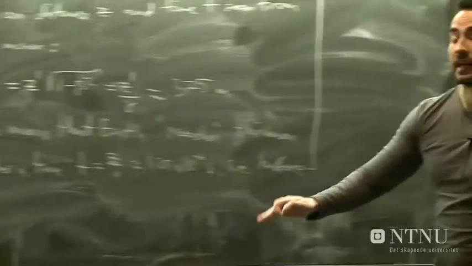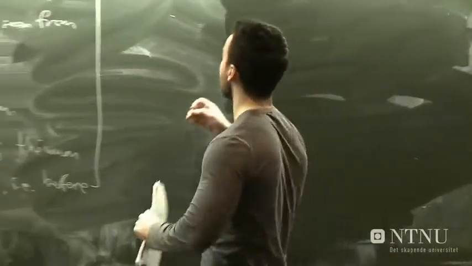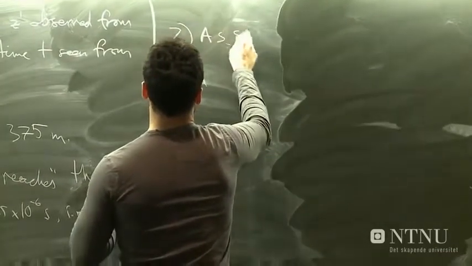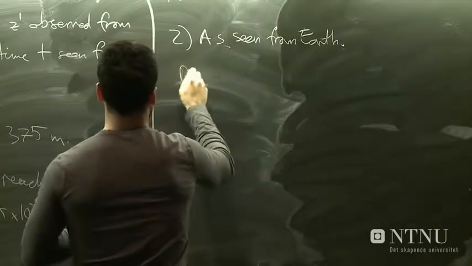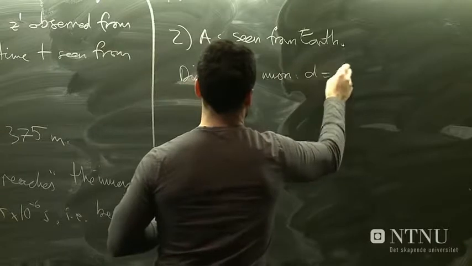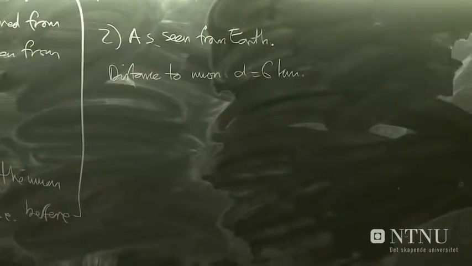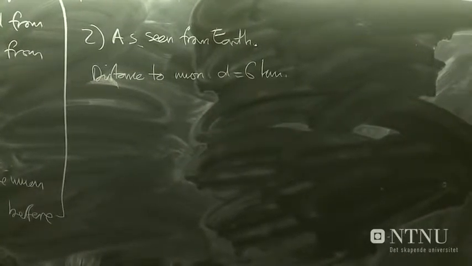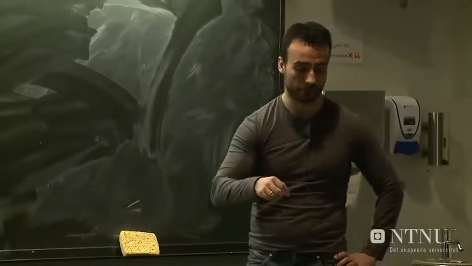So this is one perspective. This is as seen from the muon. Now, we should be able to reach exactly the same conclusion if we take the viewpoint of an observer at Earth. So let's try to do that. In this case, there is no question about the distance. The distance to the muon, where it's produced, is 6 kilometers. But now the question is, what happens with the lifetime of the muon as seen from Earth?